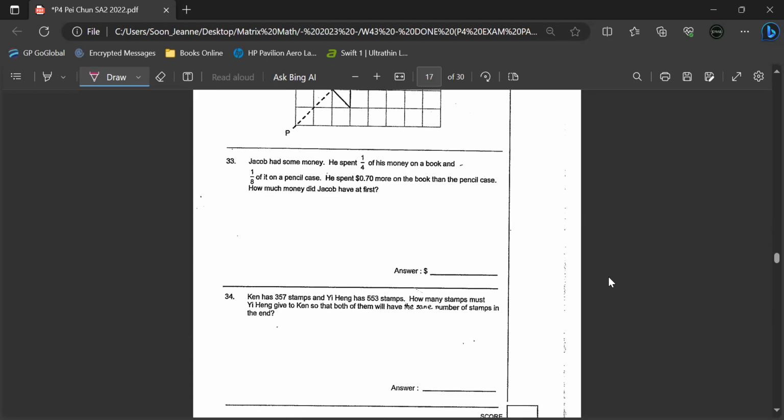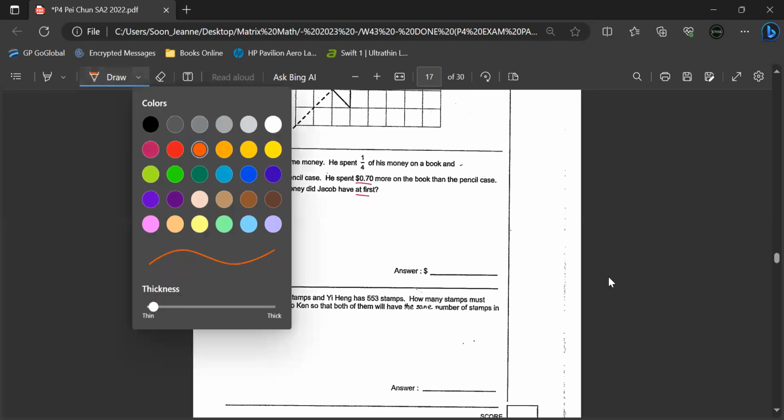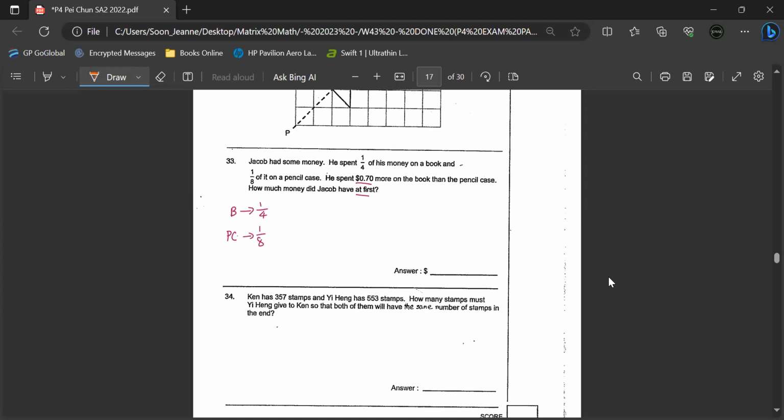Jacob had some money. He spent 1/4 of his money on a book and 1/8 of it on a pencil. He spent 70 cents more on the book than the pencil case. How much money did Jacob have at first? So we write down 1/4 on book. But then for the pencil case, we write PC. It is 1/8. If you look at the denominator, it's actually different, which means I need to change the denominator to the same. So I will change this by times 2. This also times 2. So 1/4 is actually 2/8.